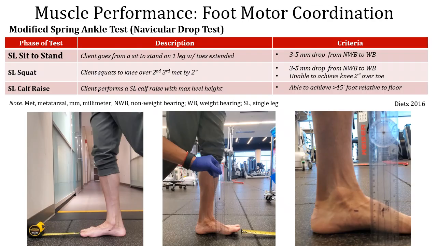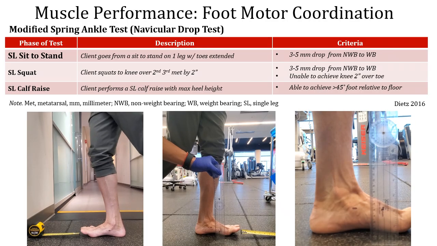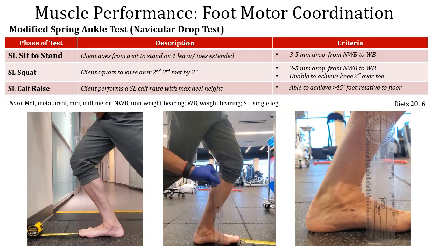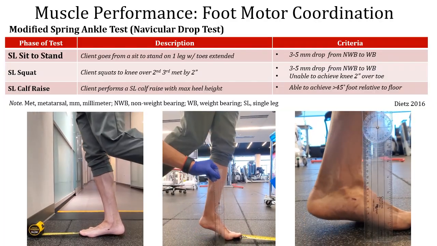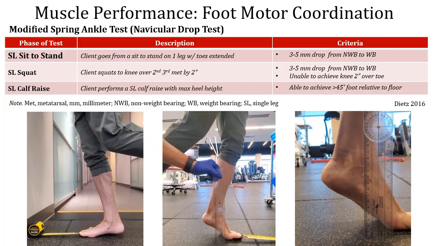All right, so let's start off with motor coordination. So I use a modified spring ankle test, which is a navicular drop test. It's formulated from and described by Cal Dietz in Triphasic. So there's three components. So you have the single leg sit to stand, where the client goes from a non-weight bearing to a weight bearing position. You're looking for less than 5 millimeters of drop from the non-weight bearing to the weight bearing.